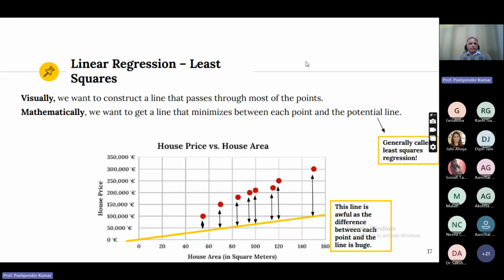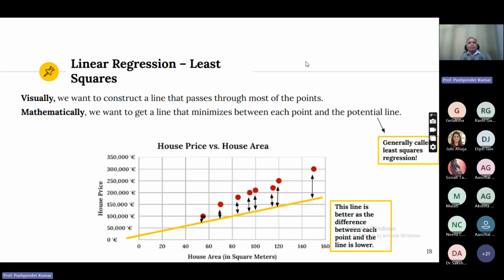Now the problem here is this. We want to construct a line that passes through most of the points, right? Mathematically, we want to get the line that minimizes the distance between each point and the potential line, generally called the least square method. When you draw a line, generally some points would be above and some would be below the line. If you sum them up, what will happen? The answer would be 0. So what we generally do is square the values. That's why we call it the least square method.